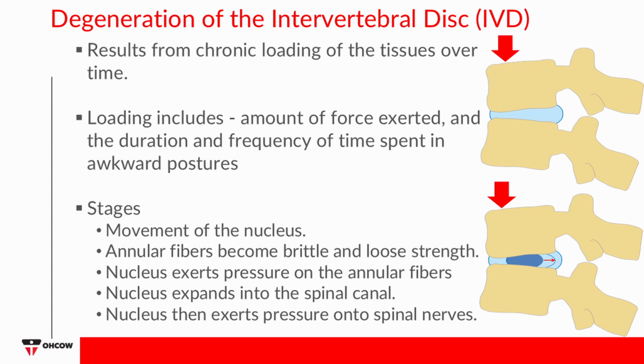Disc degeneration results from the wearing down of the intervertebral disc due to the nucleus within the disc exerting pressure against the annular fibers. The stages of degeneration include movement of the nucleus within the disc. The annular fibers become brittle and lose strength. The nucleus inside the disc exerts pressure on the annular fibers, which over time causes it to expand into the spinal canal. The nucleus then exerts pressure onto the spinal nerves.